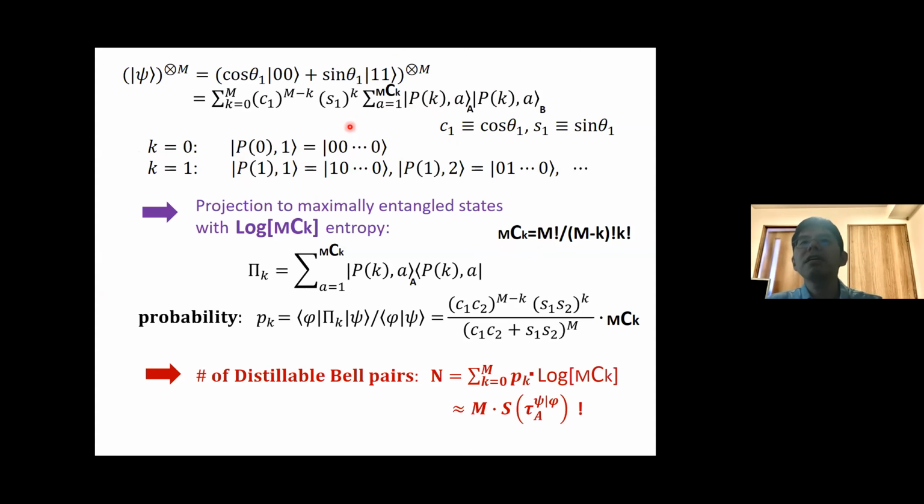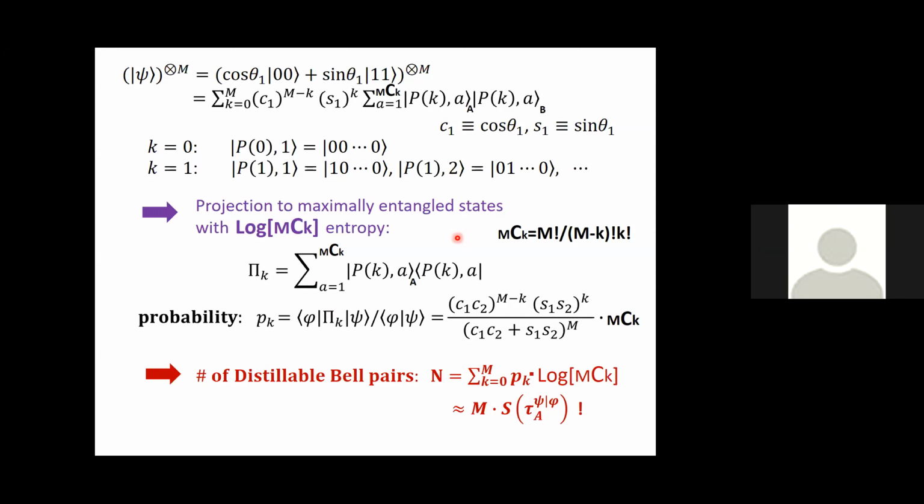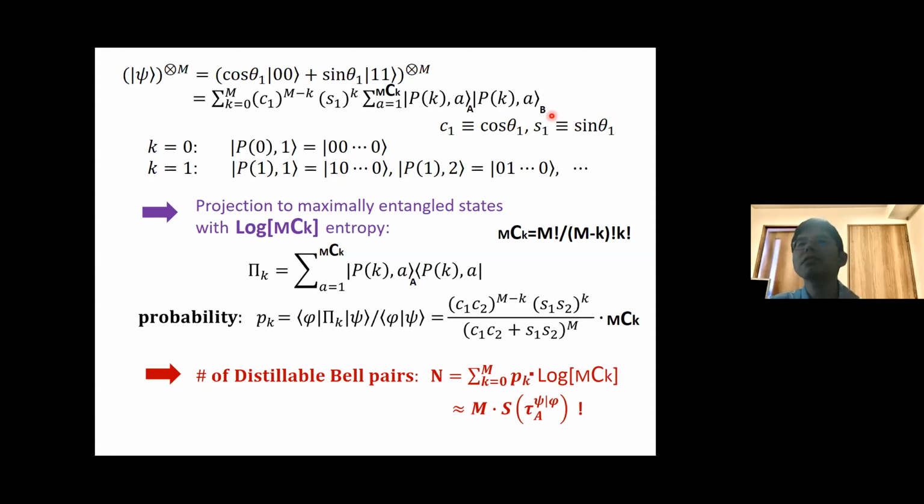And we have some linear combination such as a maximally entangled state, so we can do a projection. This is part of LOCC operation, where we can project down to a particular maximally entangled state. Then we can say this has an entropy log C(M,K), and we take the average. It's a linear combination, so each possibility turns out to be P_K, given by this. C1 or C2 is just cosine theta 1 or sine theta 1. And so I take the average by P_K, and then we have this number of pairs.